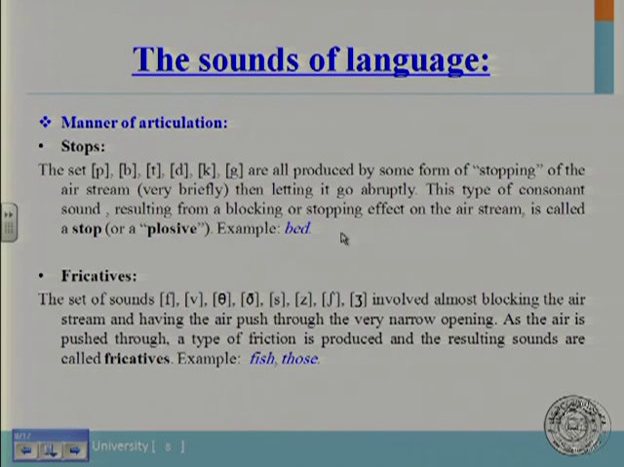As an example, fish begins with f, a fricative, and also ends in sh, again a fricative. These two sounds are voiceless sounds. Another example here is those. Th, again, this is a voiced sound.